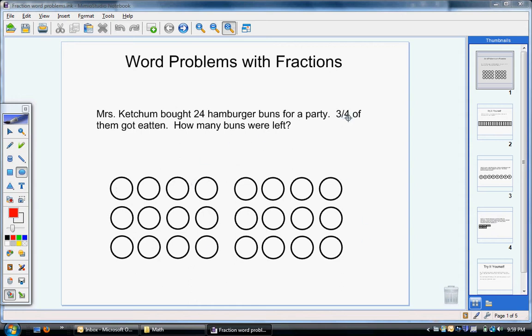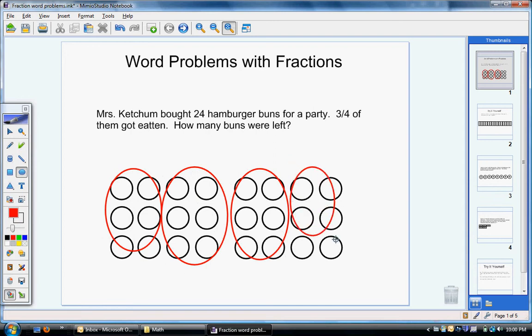I need to try to put them into 4 equal groups. Looking at right here, I can see that I have 1, 2, 3, 4, 5, 6, 7, 8 columns going up and down. I know that 4 times 2 equals 8. So I could try to go ahead and group them together by putting them into groups of 2 rows. So here I have 1 group, 2 groups, 3 groups, 4 groups. So now I've gotten my denominator. I have 4 groups.